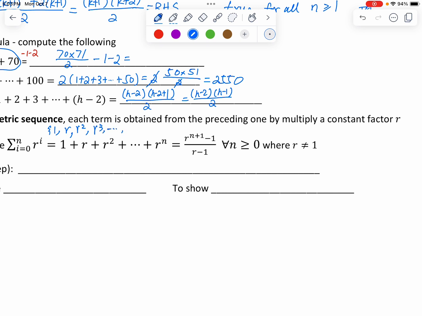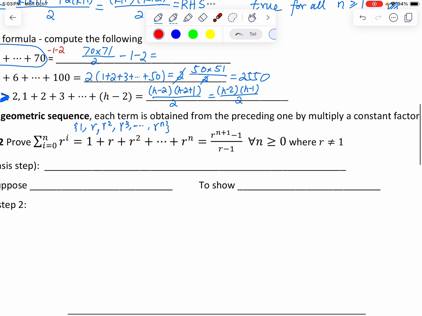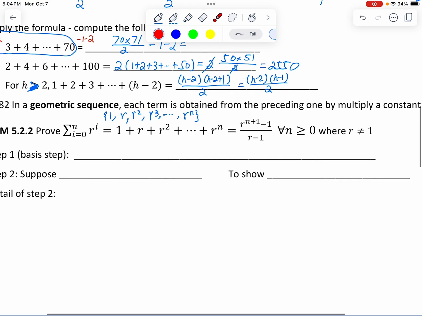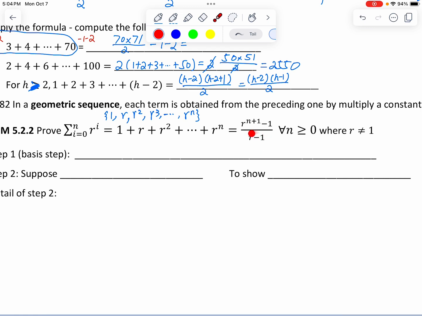And suppose the very last term is this guy, multiplying the previous one by r, you get r to the n. So let's add this together, which is 1 plus r plus r squared and up to r to the n. Its summation notation is this guy. If you expand it, this is what you have. We want to prove that the result is r to the n plus 1 minus 1 over r minus 1 for all n greater than or equal to 0, assuming r is not equal to 1. Because if r is 1, then this doesn't make sense, right? This is not defined there.